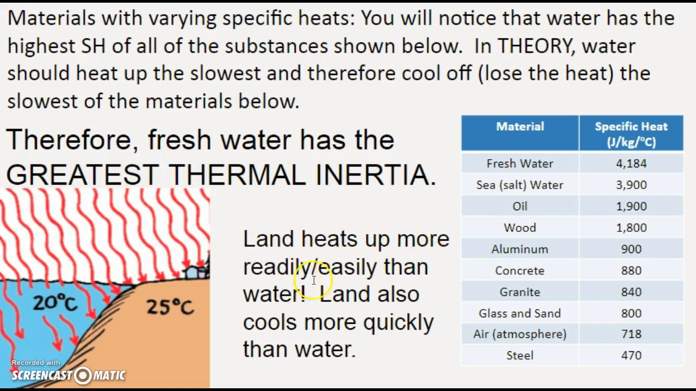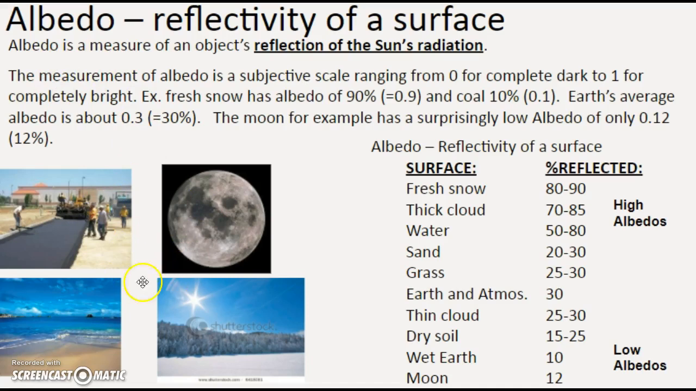Land heats up more readily and easily than water, since it has a lower specific heat. Land also cools more quickly than water. But notice not all land has the same color. This is kind of an idea of what's called albedo, the reflectivity of a surface. Albedo is a measure of an object's reflection of the sun's radiation. The measurement of albedo is a scale where 0 is completely dark and 1 is completely bright.